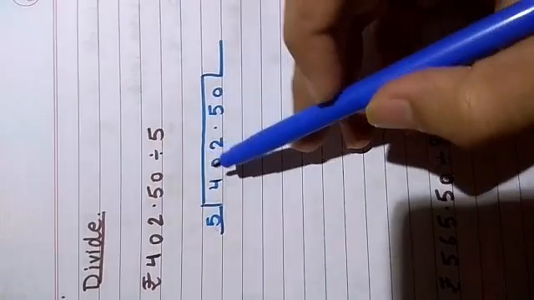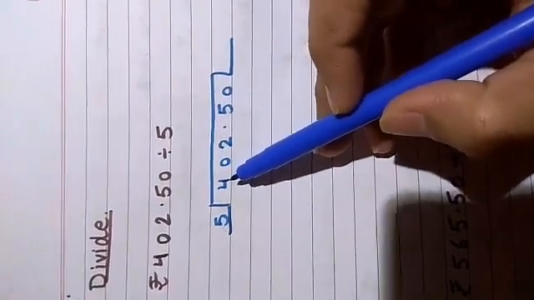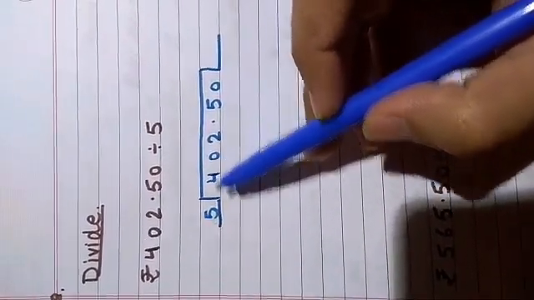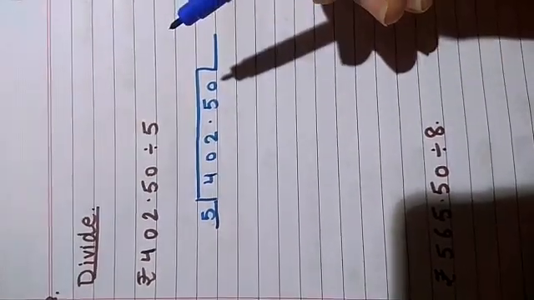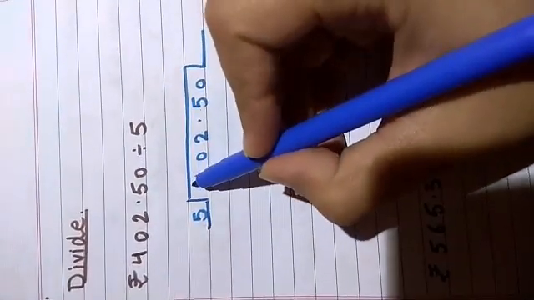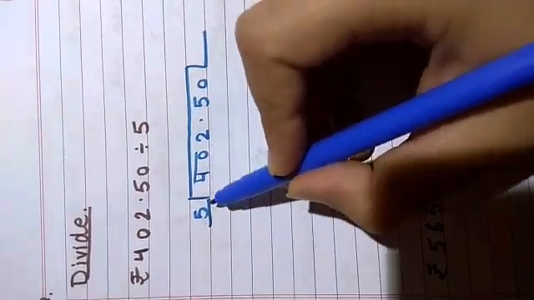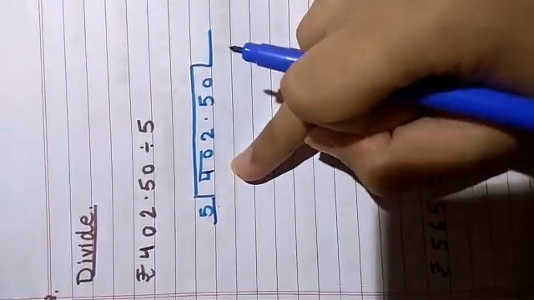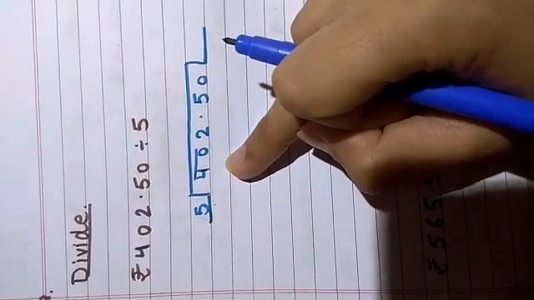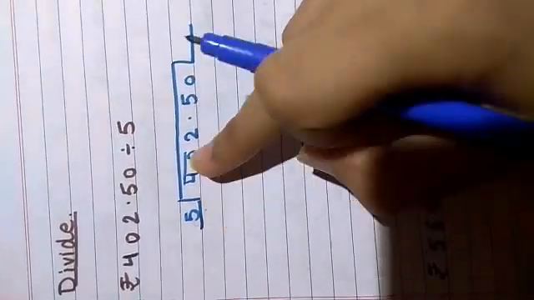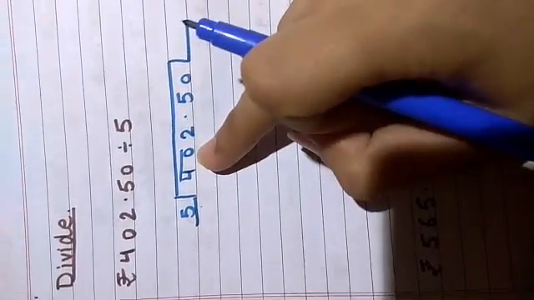Now let's see. The first digit is 4. 4 is smaller than 5? Yes. So what will we do? We will take these two digits, both of them, 4 and 0, and then we will say the table of 5. First we saw the first digit, that is 4. 4 is smaller than 5, so we will take both these digits and then say the table of 5.